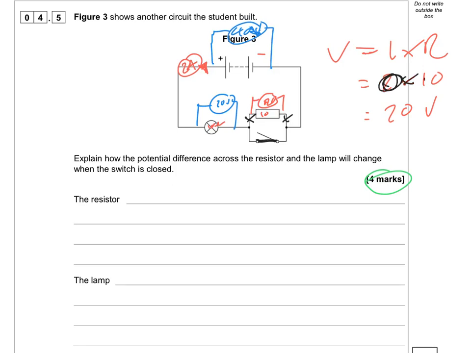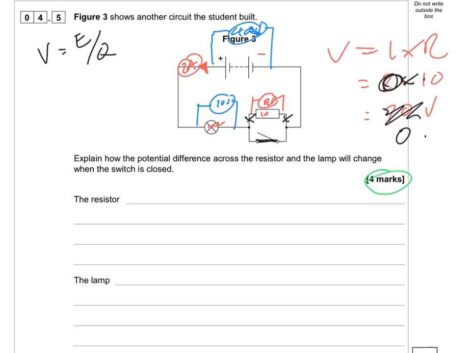0 times 10 gives us 0 volts. In other words, I've got no current flowing through, so it cannot transfer any energy to the resistor. And if you remember right, potential difference is the amount of energy each coulomb of charge is able to transfer. We've got no current, so we can't transfer any energy, so the potential difference is down to 0.